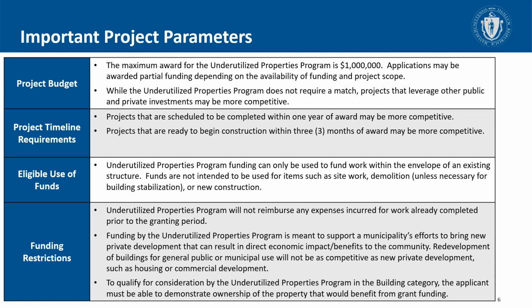Project timeline and requirements. Projects that are scheduled to be completed within 1 year of award may be more competitive. Projects that are ready to begin construction within 3 months of award may be more competitive. Eligible use of funds. Underutilized Properties Program funding can only be used to fund work within the envelope of an existing structure.